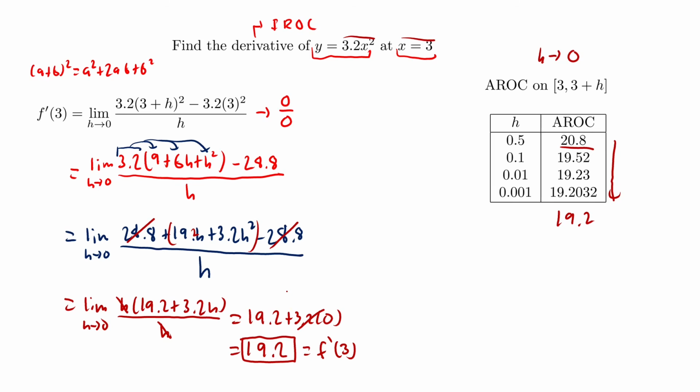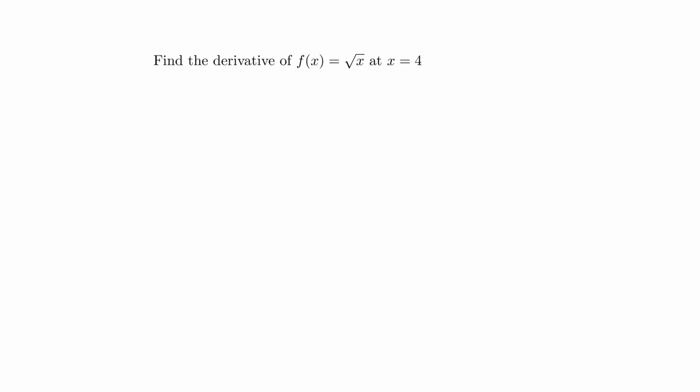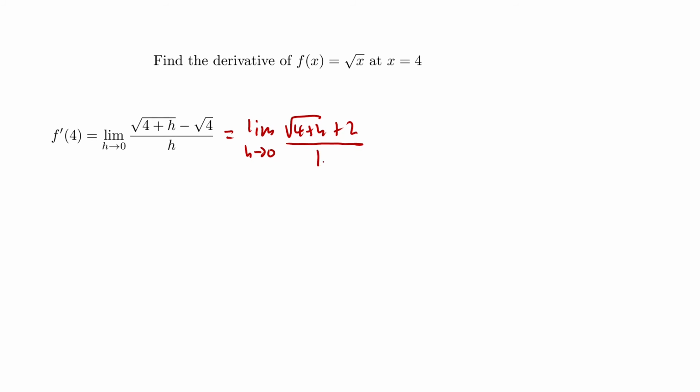To help us understand this just a little bit better, we're going to do one more example. So we're going to find the derivative of f of x equals the square root of x at x equals 4. And when we do this, we're going to get this particular construction here. And with a little bit of simplification, we'll see that we get the square root of 4 plus h minus 2 over h. Sorry, that should be a minus 2.